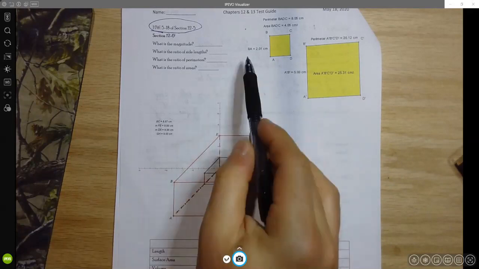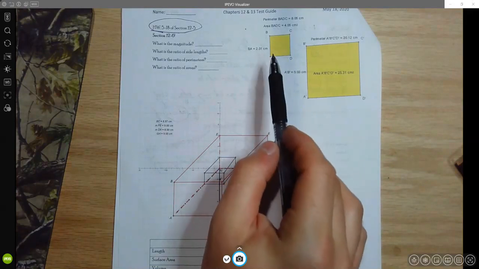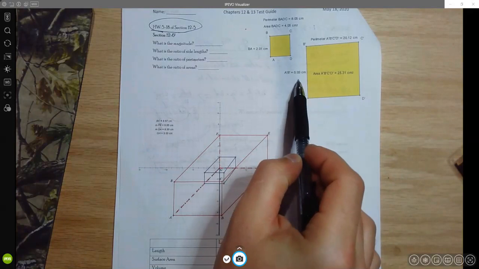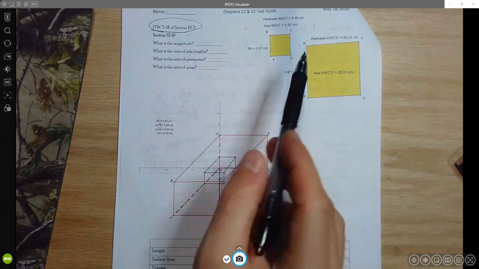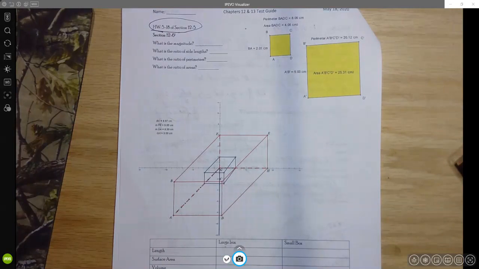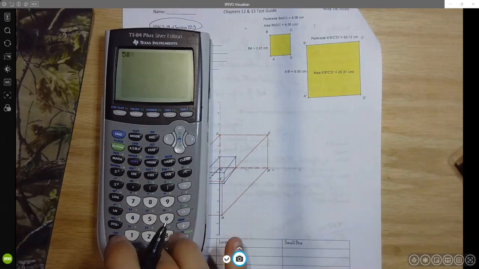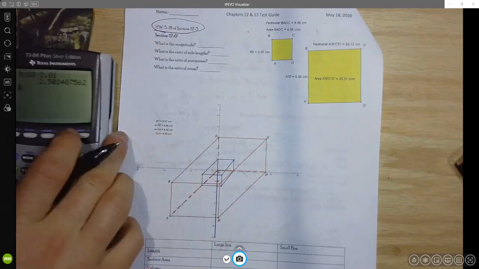So here you have, I did this in Sketchpad, so hard to get things exact. So BA is 2.01, B prime A prime is 5.03. So what is the magnitude of that size change? Well, we'll take our 5.03 divided by 2.01. 2.5. We're just rounding to the nearest hundredth here.